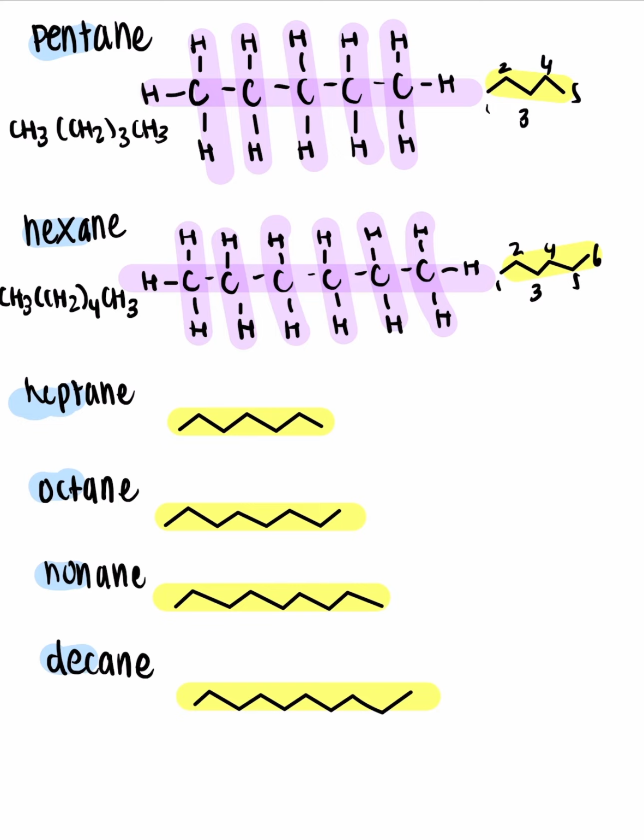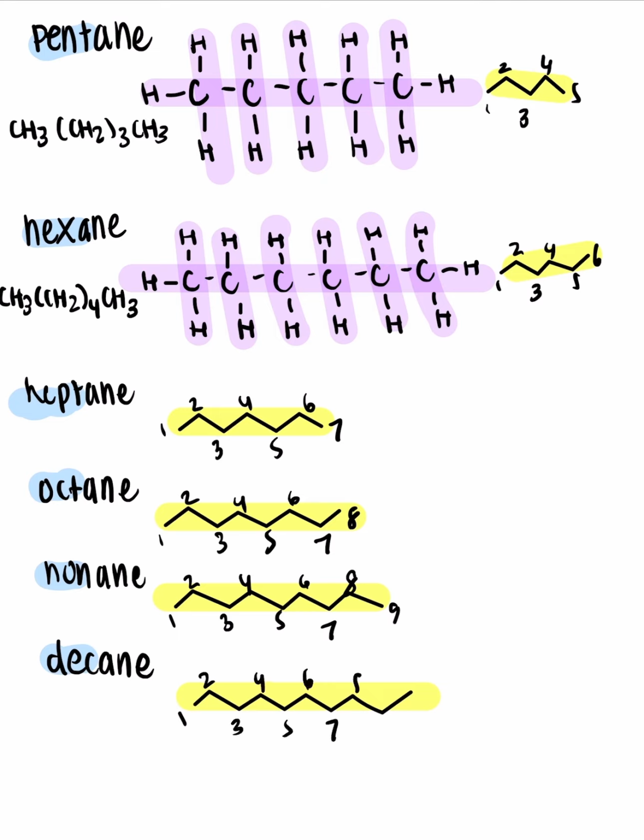So let's use the skeletal structure. You have 1, 2, 3, 4, 5, 6, 7. 1, 2, 3, 4, 5, 6, 7, 8 for octane. For nonane, 1, 2, 3, 4, 5, 6, 7, 8, 9. For decane, 1, 2, 3, 4, 5, 6, 7, 8, 9, and 10.